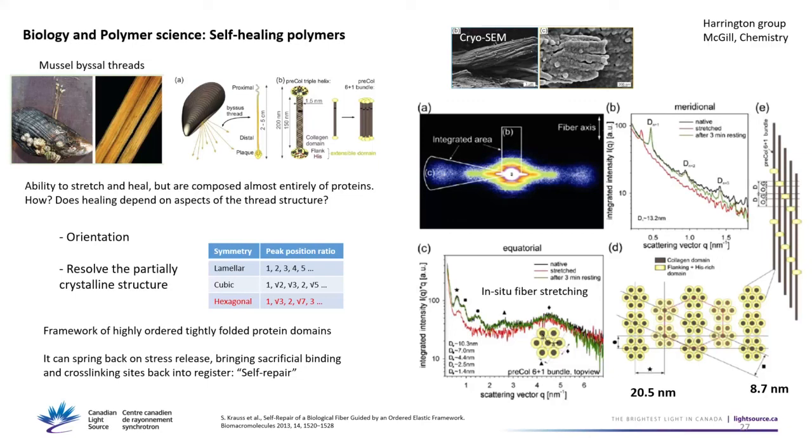They basically were able to observe this framework of polymers and how they're ordered and how they're tightly folded. And their hypothesis was that they're so tightly folded that they can spring back on release and bring these other cross-linking sites back into register, and they can somehow repair themselves there. So this is kind of neat.